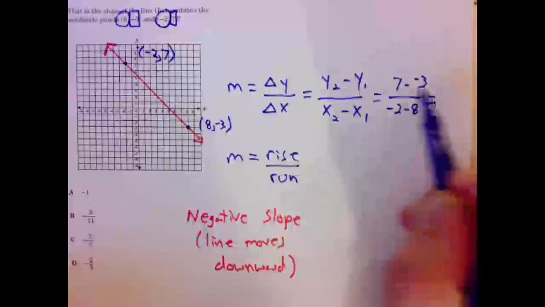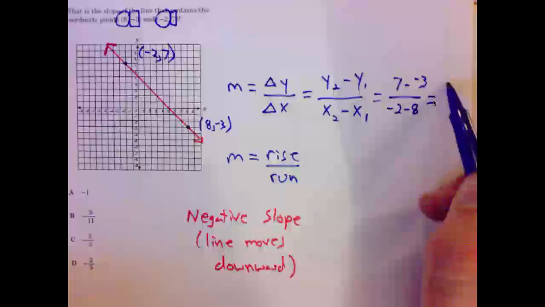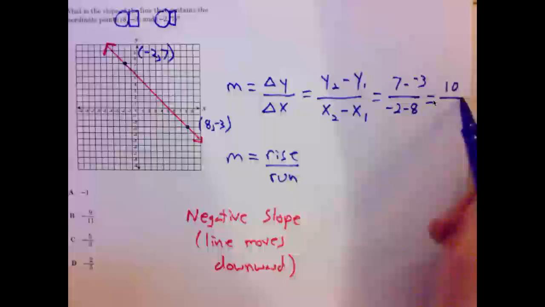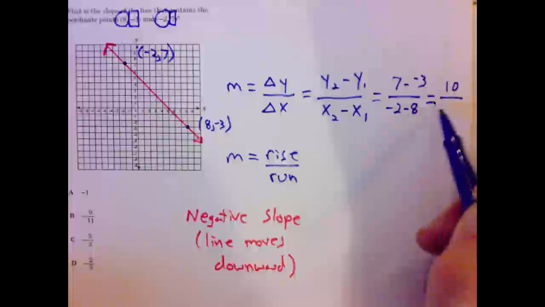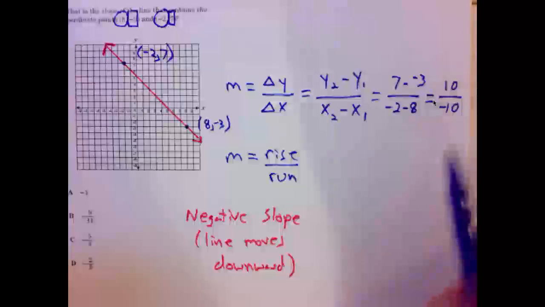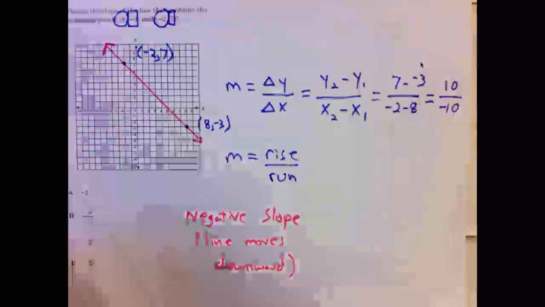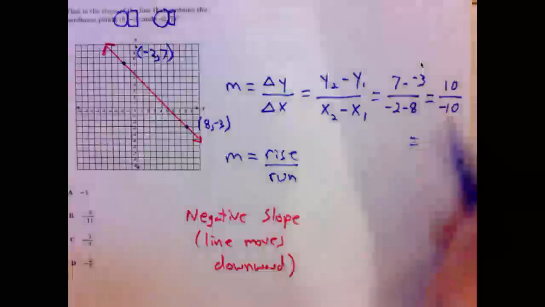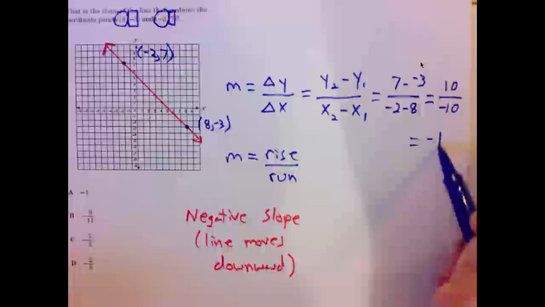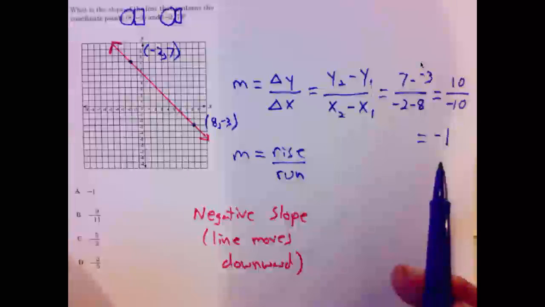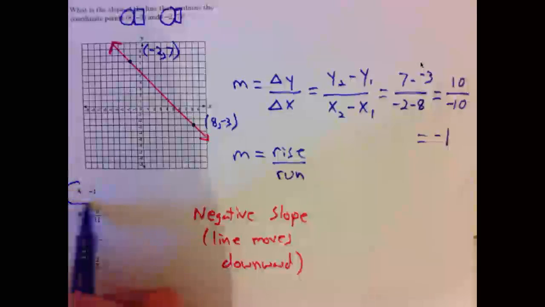Using our calculator, 7 minus negative 3 is a positive 10. Subtracting a negative is like adding. Negative 2 minus 8 is a negative 10. So we have 10 over negative 10. Using the calculator to reduce, 10 divided by negative 10 is a negative 1. So that is the slope, negative 1. We see the correct answer in this case is A.